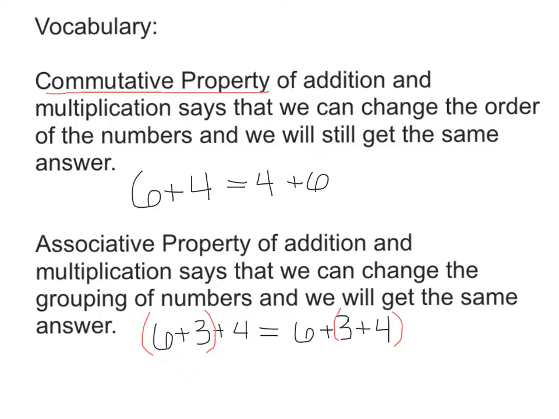The order doesn't matter. Also, we have the associative property. The associative property of addition and multiplication says that we can change the grouping of numbers and we will still get the same answer. For example, 6 plus 3 plus 4 is the same thing as 6 plus 3 plus 4. Please pause to write the vocabulary word, definition, and example in your notebook.